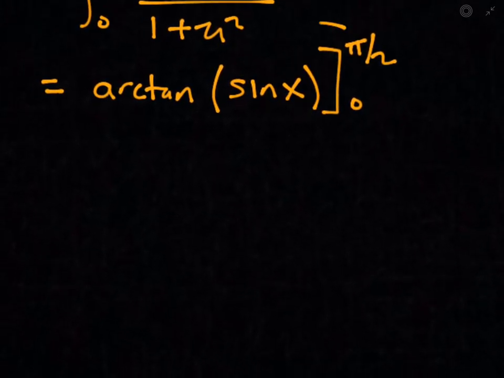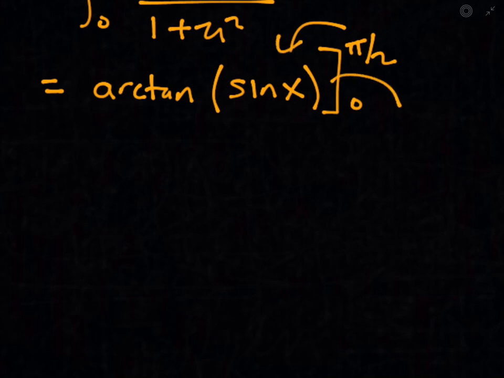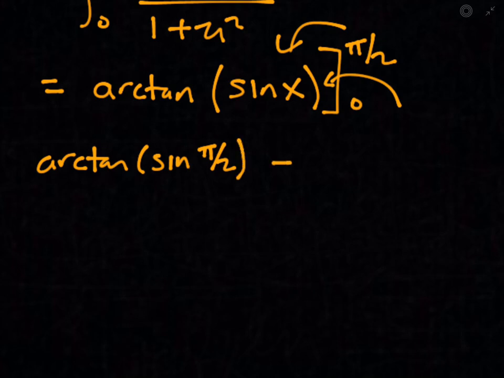So we can just go ahead and plug in that first limit and then the second one. So we have the arctangent of sine of pi over 2. I think I might have said 2 pi. I don't mean 2 pi, I mean pi over 2. Minus the arctangent of the sine of 0. Well, the sine of 0, of course, is 0. So that makes that 0.